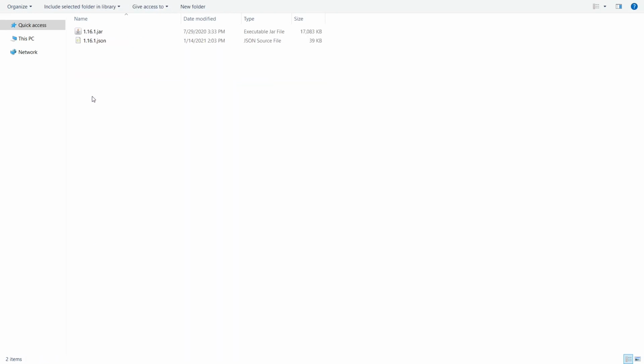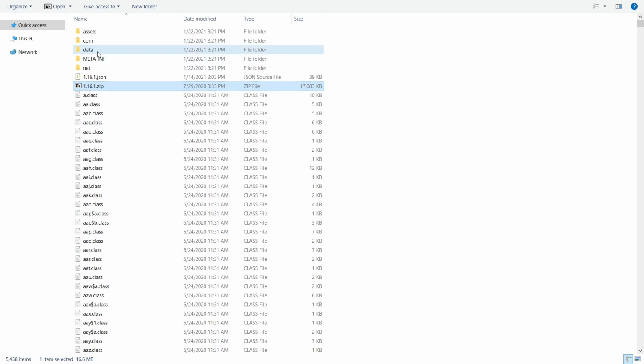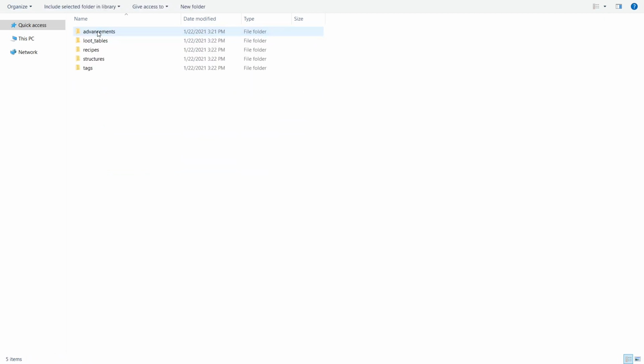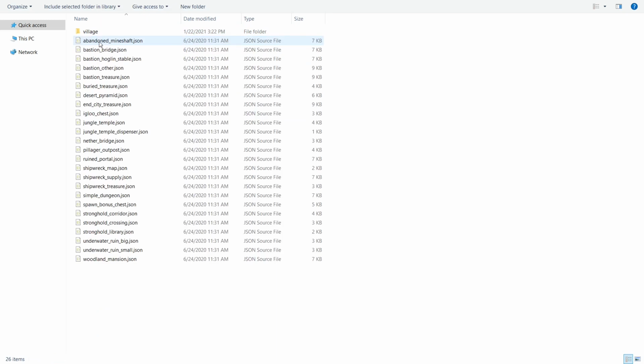Each type of loot chest has a loot table, which you can find by renaming the Minecraft jar from the versions folder to a .zip, extracting it, and then going to data, minecraft, loot_tables, chests, and then the corresponding JSON. We only care about the desert pyramid, so we will open its loot table.